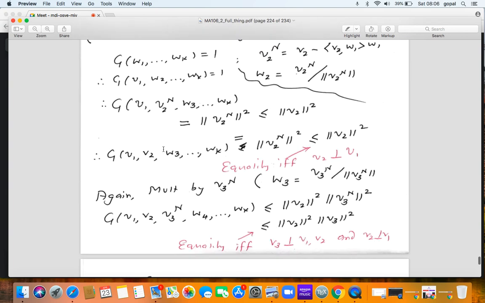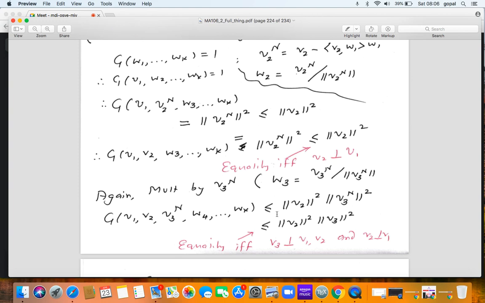Now let us convert this W3 in terms of V3. Multiply by norm V3n squared. So again you get the Gramian of V1, V2, V3n, W4, ..., Wk. W4, W5 and the rest I'm not touching right now; I will tamper with them in the next step. What do you get? The right hand side is less than or equal to norm V2 squared times norm V3n squared. But the normal component of V3 is less than or equal to the norm of V3. When will the normal component's norm equal the length of the vector? When there is no tangential component. When will there be no tangential component? If and only if V3 is orthogonal to the plane spanned by V1 and V2.